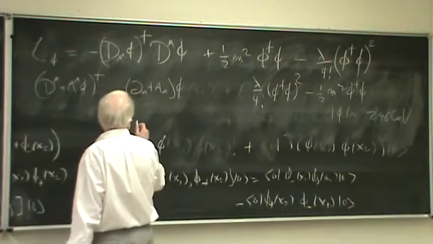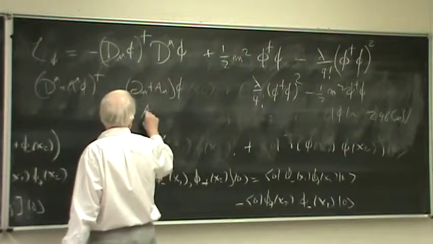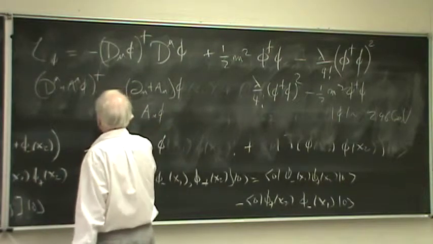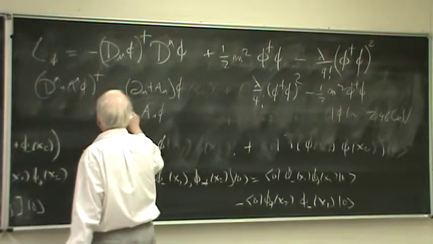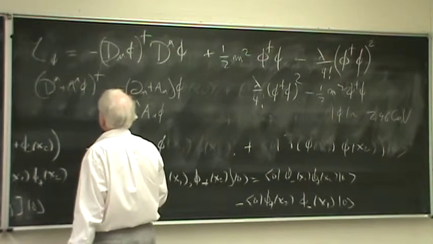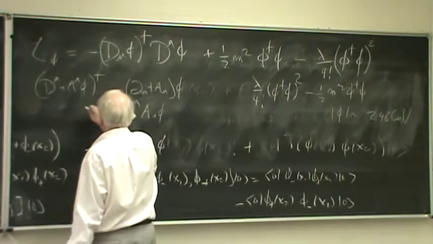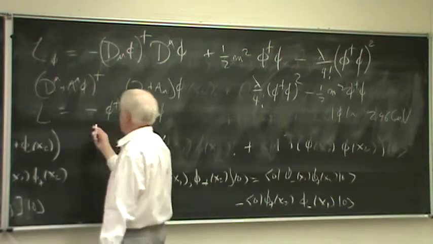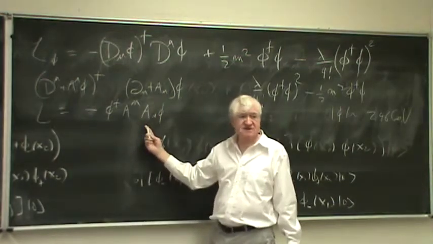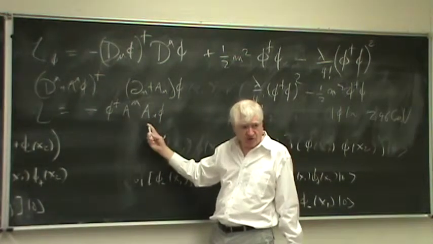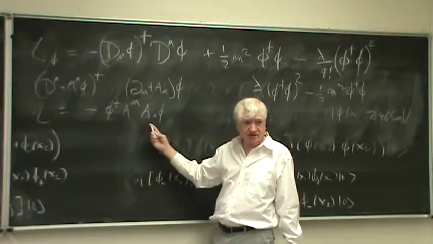And so this term is just a mu phi, and this term is phi dagger a mu. So there's a term and there's a minus sign. So the Lagrangian has a term in it like this. This is a mass term for a vector field.